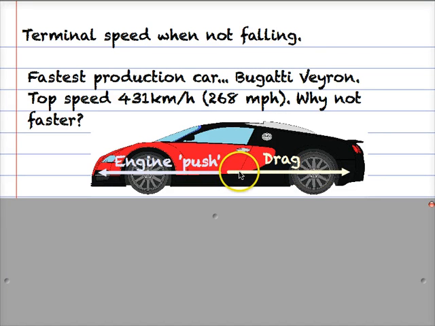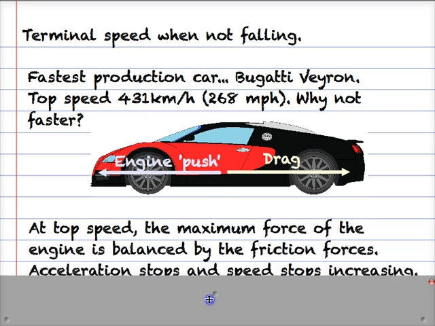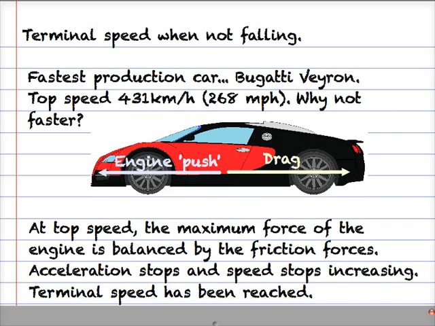Eventually, as you go faster and faster through the air, the drag force will equal the push force from the engine. When they're equal, the resultant force is zero and we have no more acceleration. The car won't speed up anymore. Terminal speed has been reached.